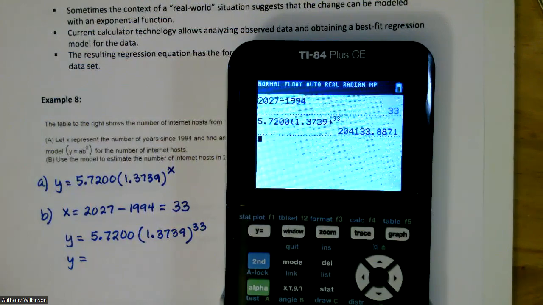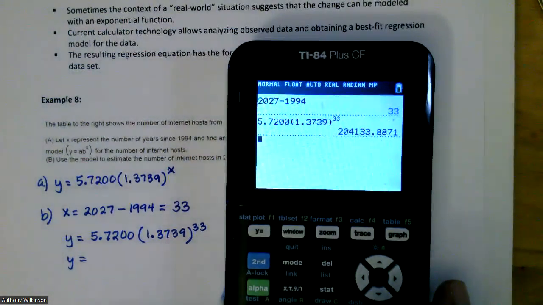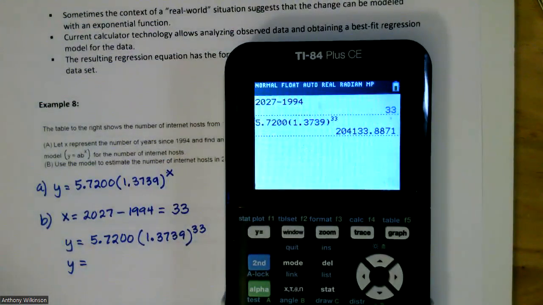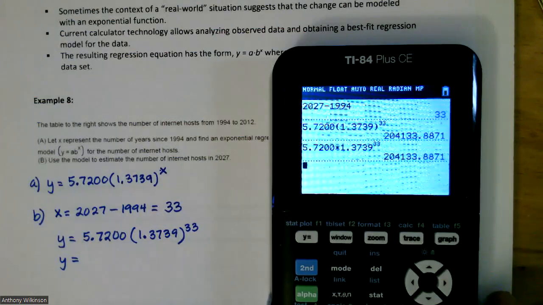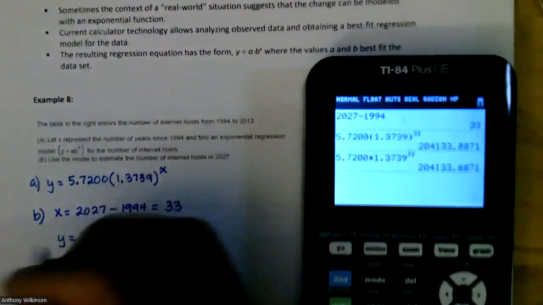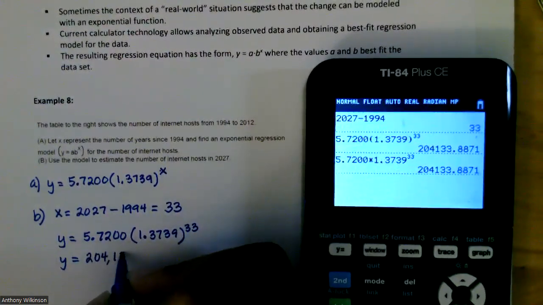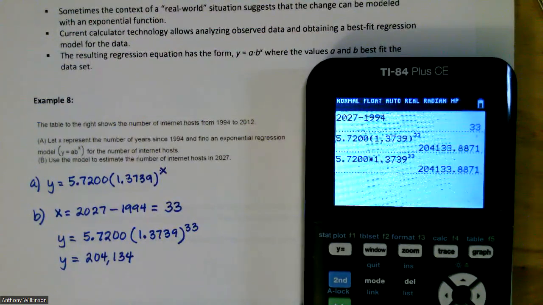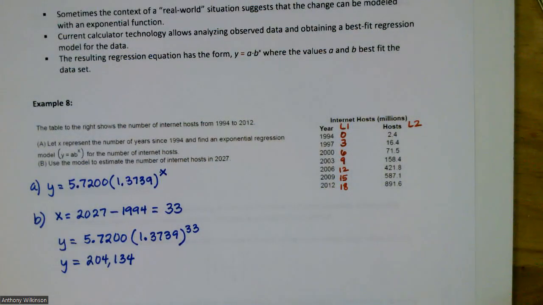So to the nearest whole number, since I've rounded these off to 4 decimal places, this is what I come up with: 204,134. Because the last three, this 8 makes that last three a 4. So in this case here, the estimated number of internet hosts in 2027 would be 204,134. Okay.